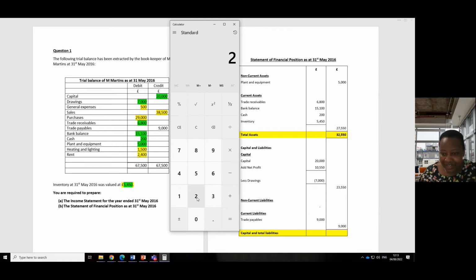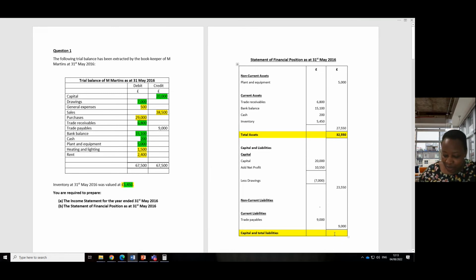Oops, okay, that was 23,550. So we add 9,000 to that. They should be equal. And that's 32,550. So yes, your asset is equal to your capital plus liability. So if this amount wasn't equal to this amount, we'd know that something is wrong somewhere.